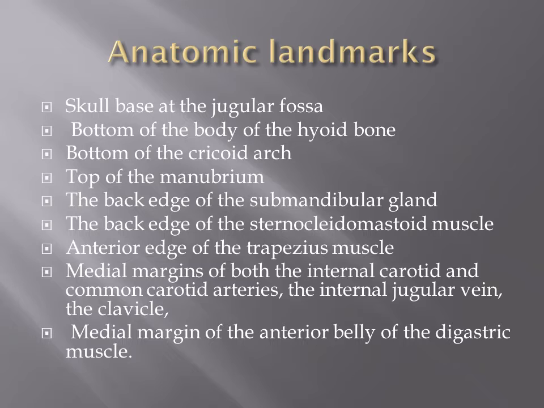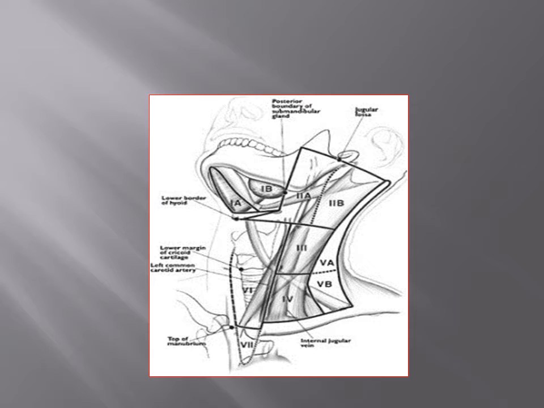The bony landmarks include the skull base at the level of the jugular fossa, the hyoid bone, the cricoid cartilage, the manubrium, and the clavicles. The soft tissue landmarks include the anterior belly of the digastric muscles, the submandibular salivary glands, the sternomastoid muscles, trapezius, anterior scalene muscles, carotid sheaths, and IJV. In this figure, we can see the anterior belly of the digastric muscles, submandibular salivary glands, hyoid bone, cricoid cartilage, manubrium, clavicles, trapezius, sternomastoid muscle, and scalene muscles.